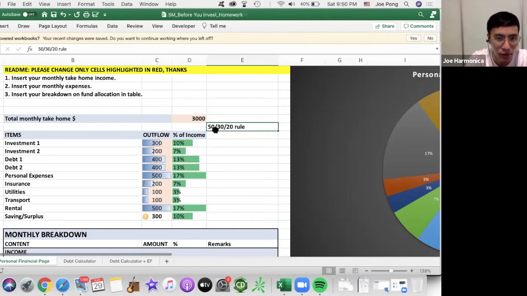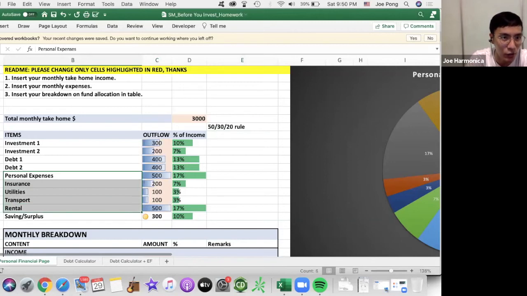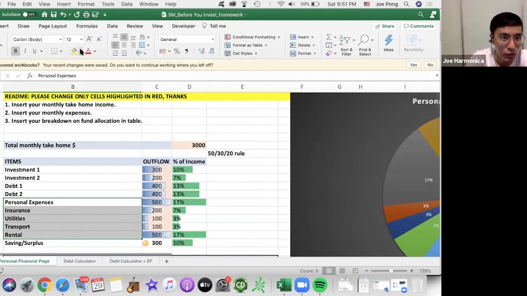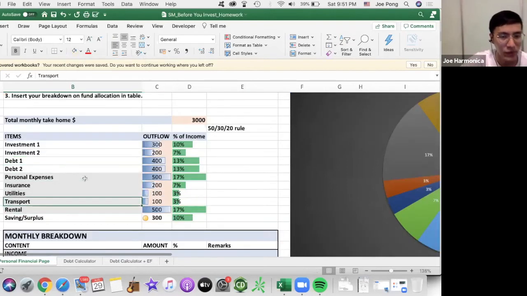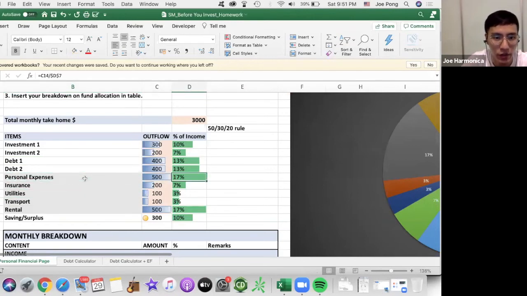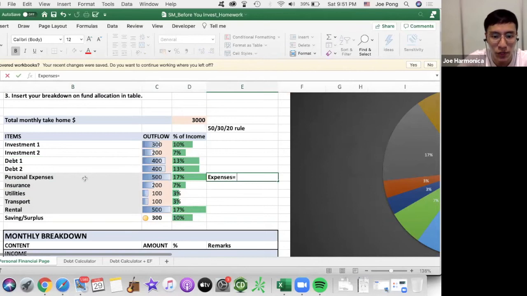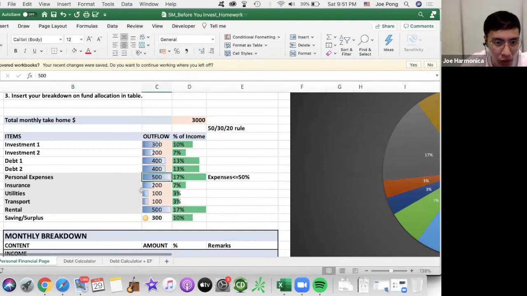All right. So first off, 50% of expenses. So I will highlight now the items belonging to expenses with, say, gray. Okay. So all these fields I highlighted as gray here are treated as expenses. So expenses should be less or equal to 50%. All right. So I'm not changing the numbers here, assuming I'm paying $500 for all my food, my personal expenses, 200 for insurance, 100 for utilities, 100 for transport, MRTs, bus, and 500 for rentals.